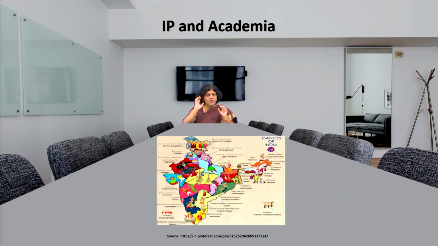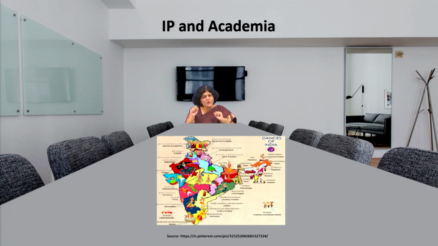We know there are 8 types of IPs. I repeat: patent, trademark, copyright, industrial design. Okay, these 4. Then geographical indication, semiconductor integrated layout design, then trade secret, and then the protection of plant varieties and farmers' rights. So a total of 8 types of IPs. Now you are seeing dances here. Which are the different types of IPs probably involved when we are talking about these dances?